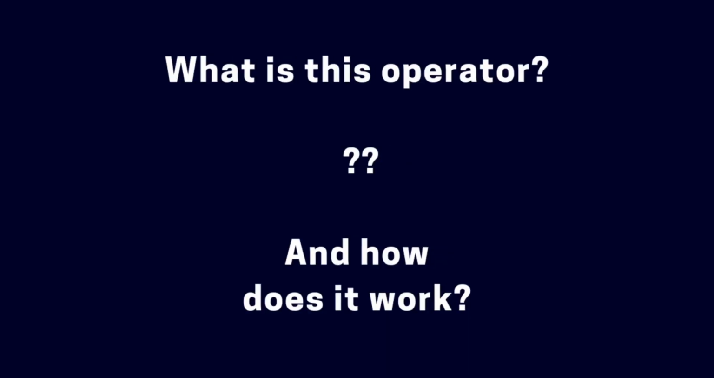What is this operator and how does it work? This operator, represented by two question marks, is the nullish coalescing operator. What this does is it allows you to supply a default value in case the operand used in front of the question marks is false.